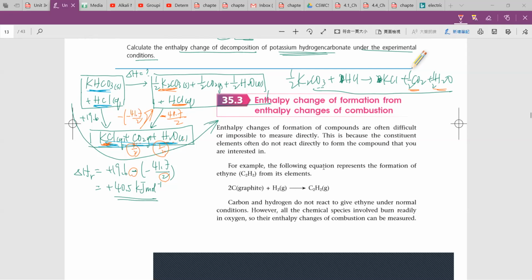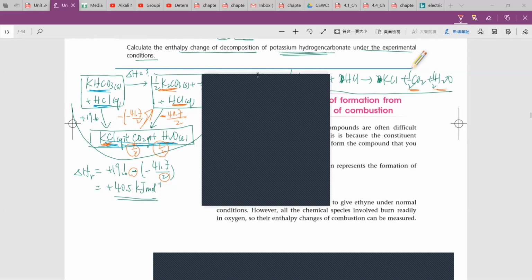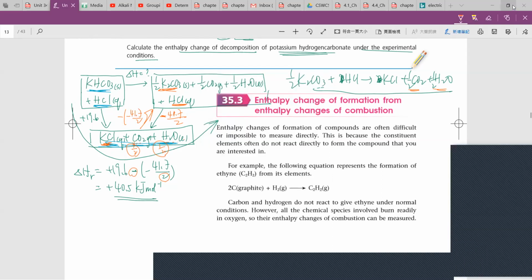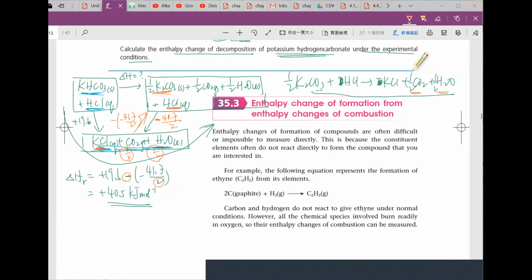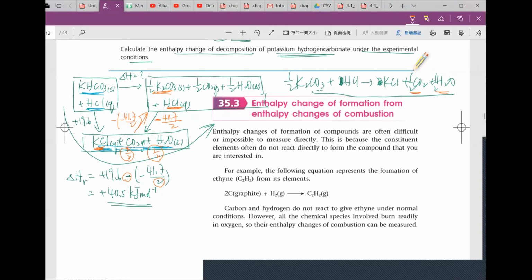Yesterday I asked you to give me the voting. I found that for the algebraic method, two of you don't know. For the enthalpy cycle, three of you don't know. How about the others? Neither, right? You don't know anything about this. So that's why in this lesson we would focus on this part.